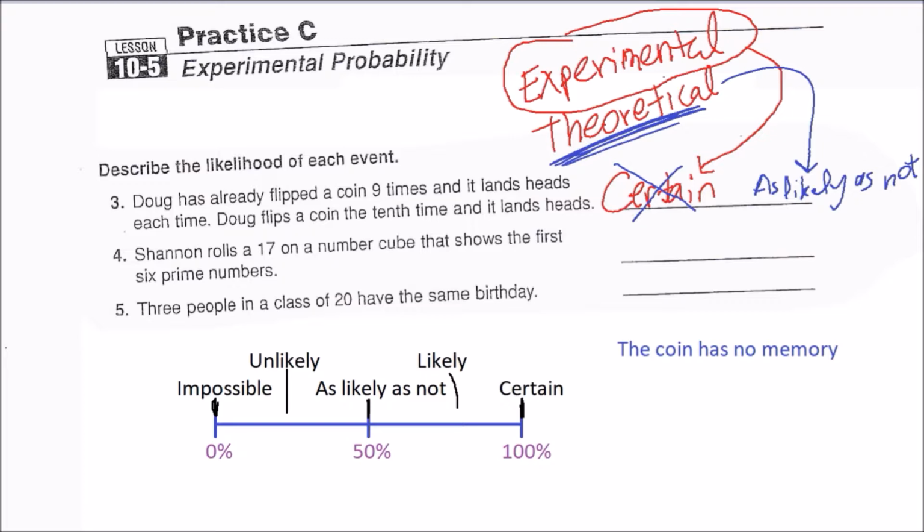Okay, so moving on, number 4. Number 4 is a little bit of a tricky one if you forget about what prime numbers are. But number 4 says, Shannon rolls a 17 on a number cube that shows the first 6 prime numbers. So you might need a reminder as to what prime numbers are. And here I've written out the first 6 prime numbers. Prime numbers, you won't need to know this on the test. I'll make sure that the test is fairly simple here.